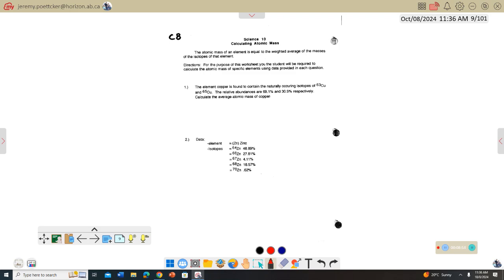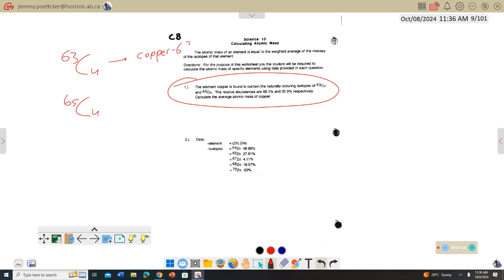All right, so atomic mass is where we look at all of the different isotopes. We should understand that, for example, in this question, it's referring to 63 Cu and 65 Cu. These are both isotopes of copper. We could also write this top one as copper-63. That's the same notation as the previous page. This would then be copper-65. It's a weighted average of all of these.